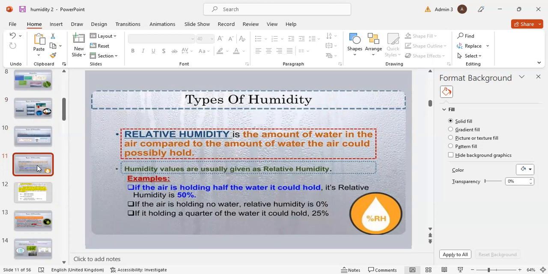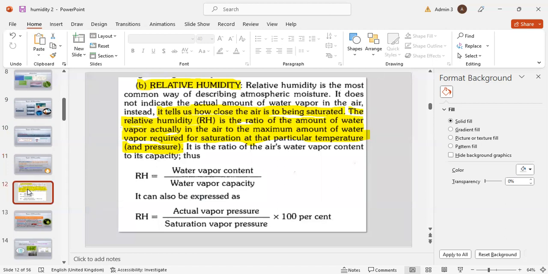Examples: if air is holding half of the water it could hold, its relative humidity is 50%. If the air is holding no water, relative humidity is 0%. If it is holding a quarter, or 1/4, of the water it could hold, it is 25%. Further explanation: it tells how close the air is to being saturated. The relative humidity is the ratio of the amount of water vapor actually in the air to the maximum amount of water vapor required for saturation at the particular temperature and pressure.